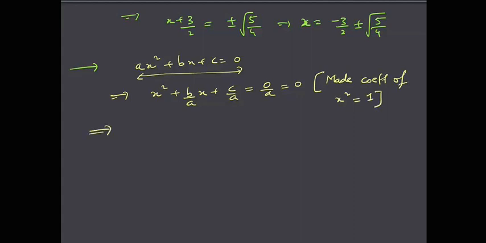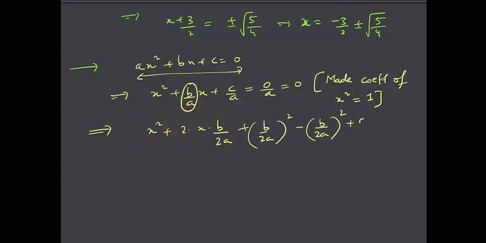Now we follow to complete the square. Here it is x square plus b by a into x. These a, b, c are constants. So you write it as x square plus 2 into x into b by 2a, right? If you write 2 into x into b by 2a, you'll get b by a into x. So you just add b by 2a whole square and you subtract b by 2a whole square, and you just take this plus c by a as it is.